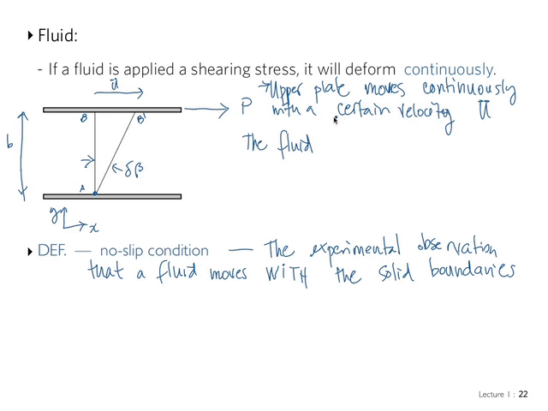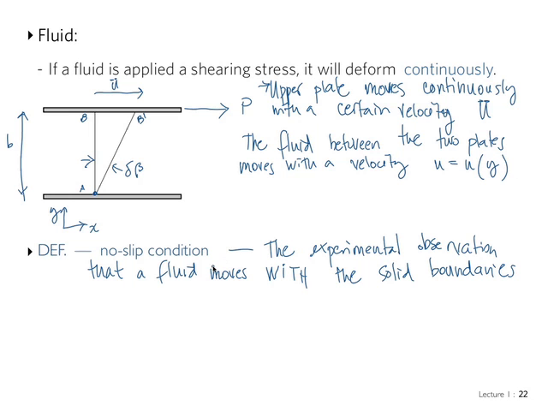In between the top and the bottom plate, we will have a velocity. The fluid between the two plates moves with a velocity which is a function of my vertical coordinate y, u is equal to u of y, and in this case this is a linear relationship, a velocity which varies linearly as u, small u, is equal to capital U times y divided by b, the distance between the two plates.